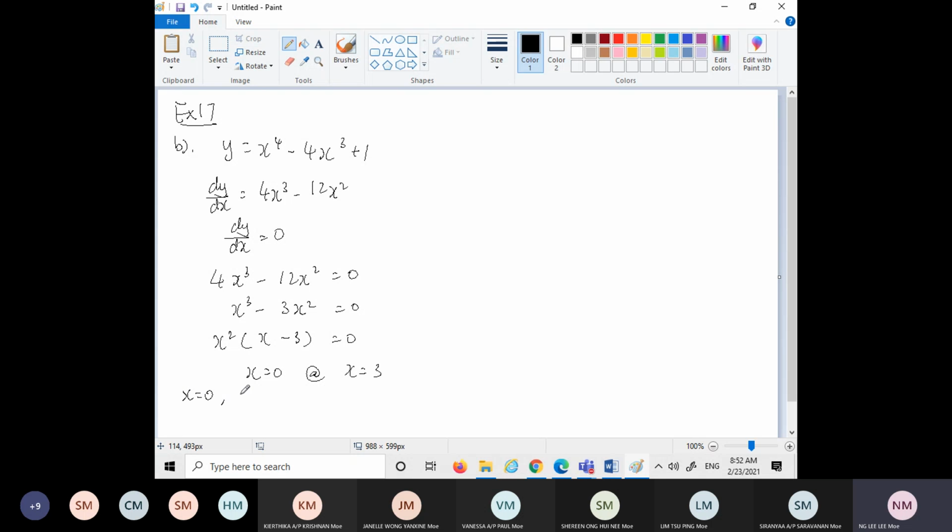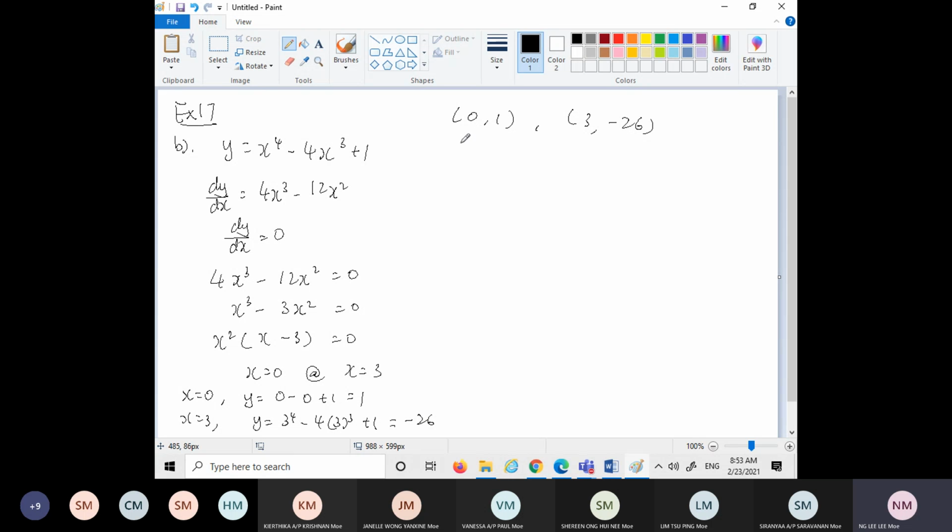Same thing for these two points, you're going to find the y coordinate. When x is 0, y is 0 minus 0 plus 1, so this is 1. When x is 3, the y coordinate is 3 to the power 4 minus 4 times 3 to the power 3 plus 1. The answer is negative 26. So you have two points now. One is (0, 1), the other point is (3, -26).